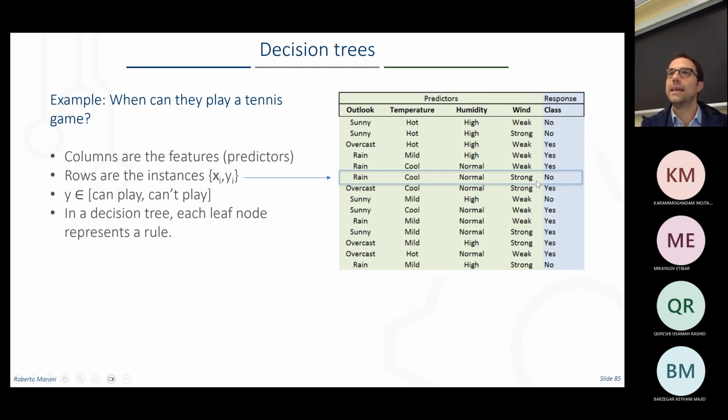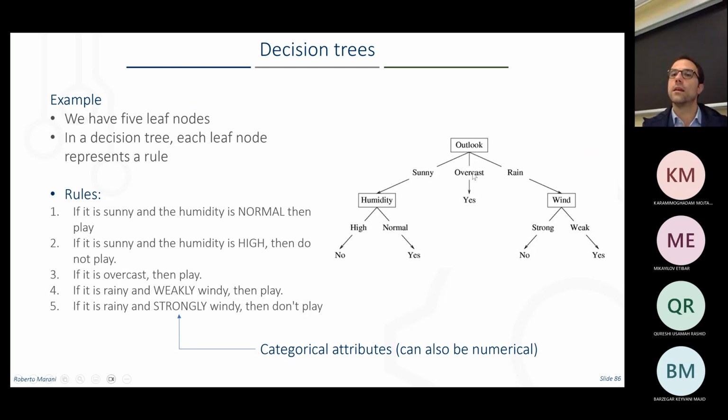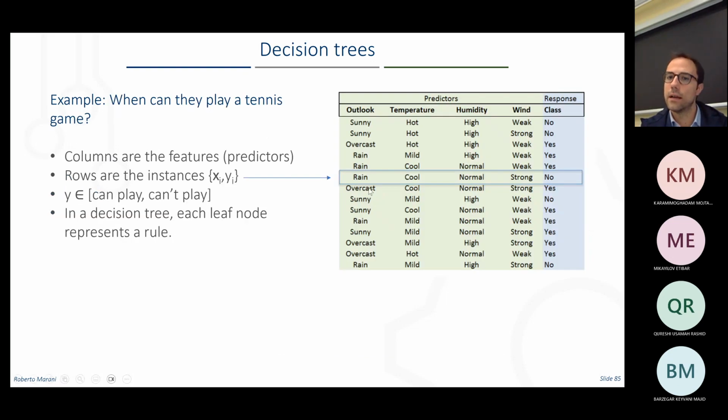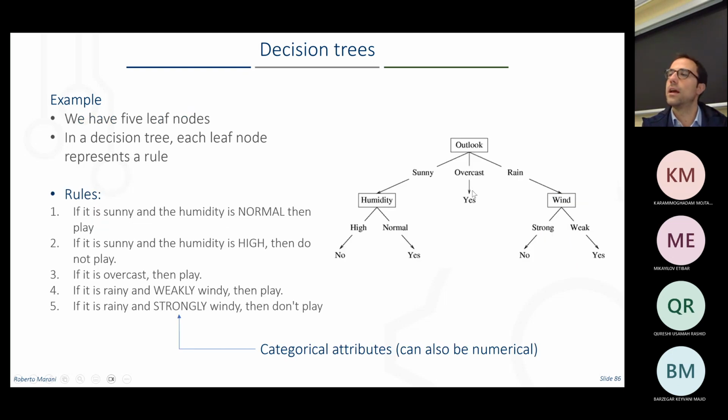So the idea is to create a sequence of questions, as few as possible, to get the final answer. For example, take a look. Is it sunny, overcast, or rain? Every time it is overcast, yes. So I just have a classification. If it is sunny, let's check the humidity. Is it high or is it normal? If it is high, it's better not to play. If it is normal, let's go playing. The same if it is raining, but let me check the wind. If it is strong or weak. Maybe if it is weak, we can play, or if the wind is strong, it's better to stay at home.